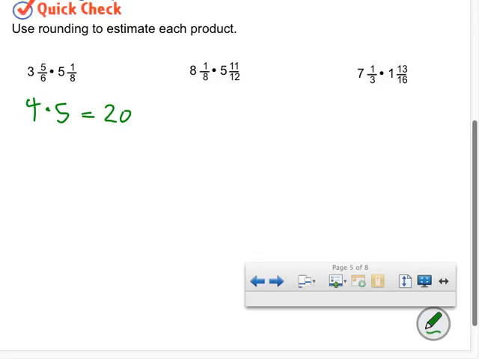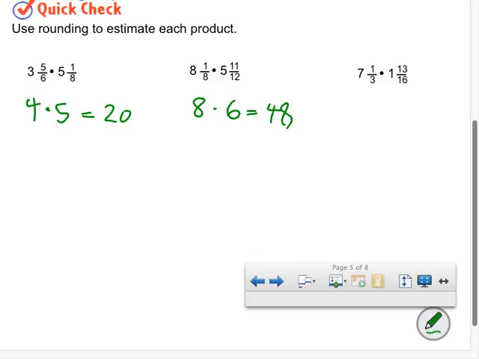Okay. Can I get another person to volunteer for the second one? Kimberly? Very good. So the first mixed number, you said 8. You guys agree? Yeah. Okay. Right. So you turned 5 and 11/12 into 6. How did you get that? 11/12 is closer to 1 than 0, so she gave that a value of 1. So 1 plus 5, the whole number, then she got 6. And what did you get for your final answer, your estimation? 48.